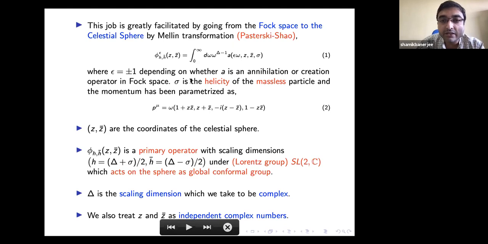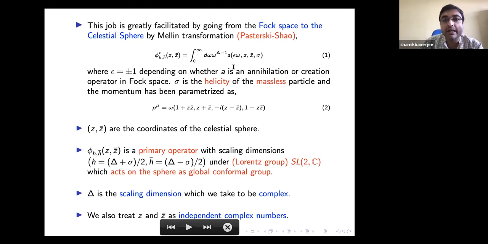Now in this case, sigma is the helicity of the massless particle, and the momentum has been parameterized as p^mu equal to omega times this (1 + z z-bar, z + z-bar, and all these things). In this case, z and z-bar are the coordinates of the celestial sphere.